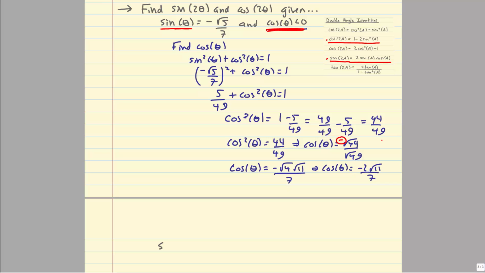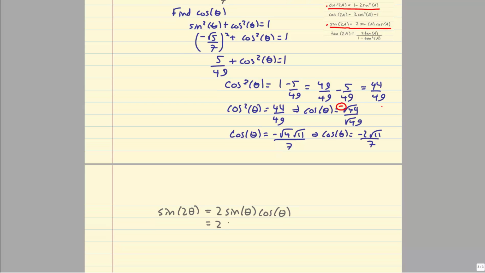So in order to find the sine of 2 theta, again I'm going to use this identity up here. That's 2 sine of theta cosine of theta. Now I was given the sine of theta was negative root 5 over 7. And I just calculated that the cosine of theta was negative 2 square roots of 11 over 7.